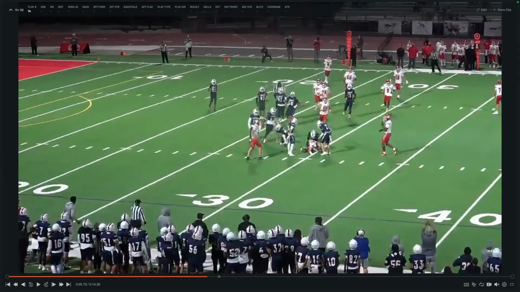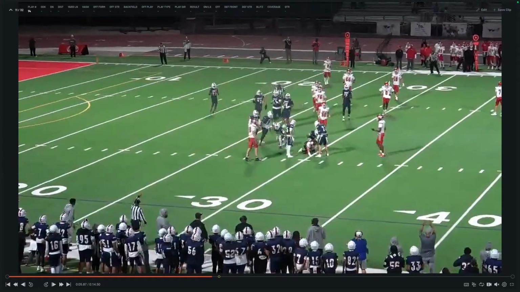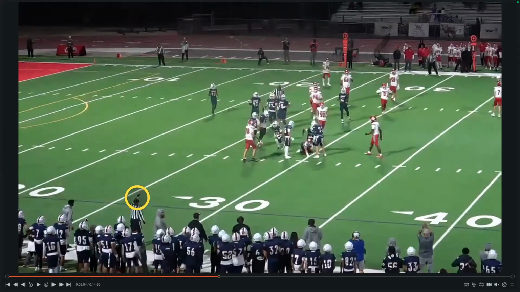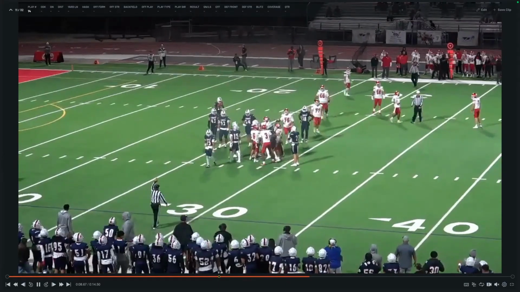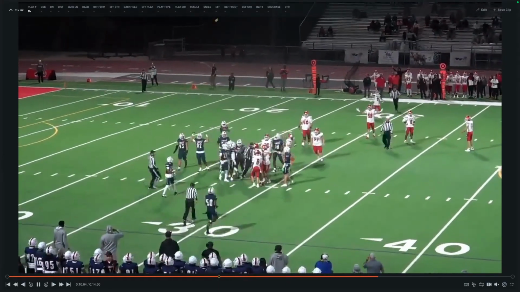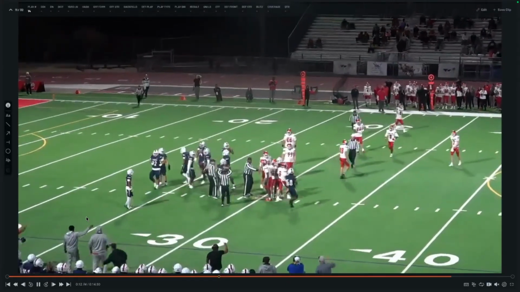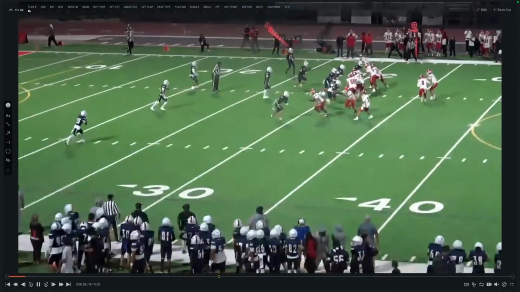Somebody's going to get up and probably not happy. Stuff might get real. Here we go. We got this line judge down here marking the spot. And then the guy who made the tackle gets in the guy's face, and then the guy retaliates back.